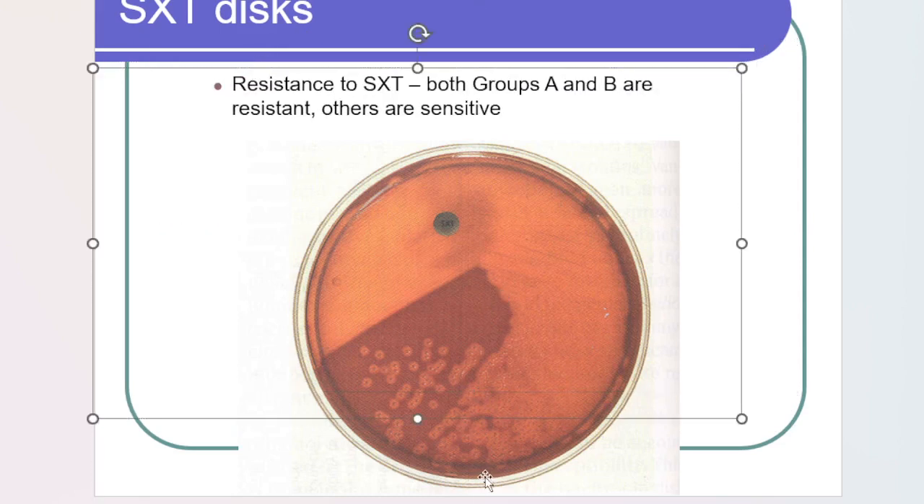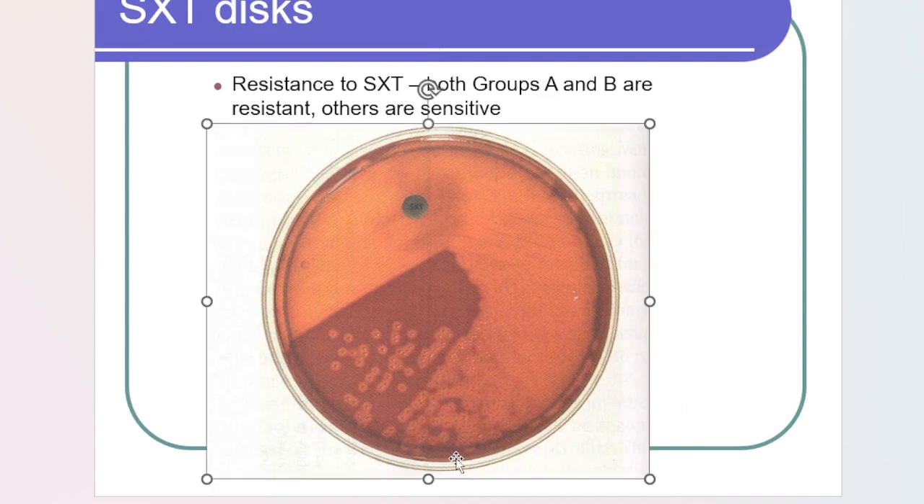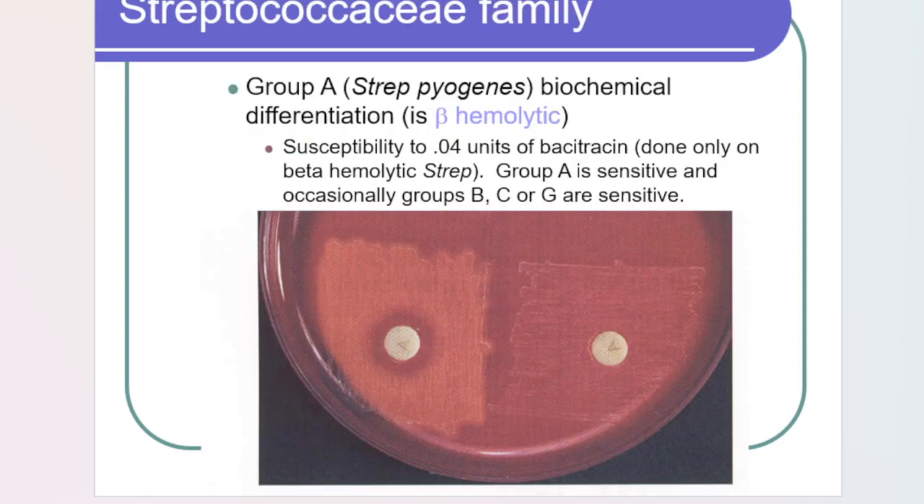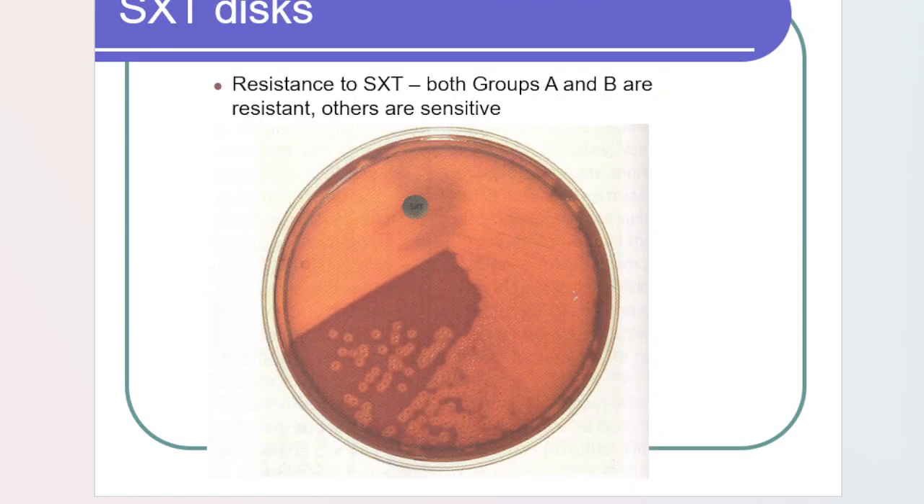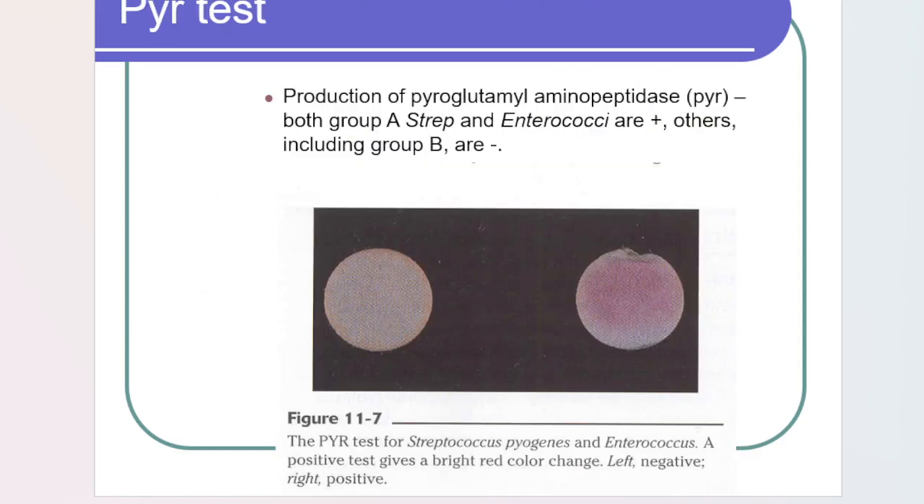Both are resistant. Okay? So, both group A, si pyogenes, and agalactiae is resistant to SXT. Others are sensitive. Kabaliktaran siya ni ano na yung na-discuss natin kanina, bacitracin. For bacitracin, that is sensitive si group A, occasionally B, C, and G. Okay? So, yan. SXT, resistant si A and B.